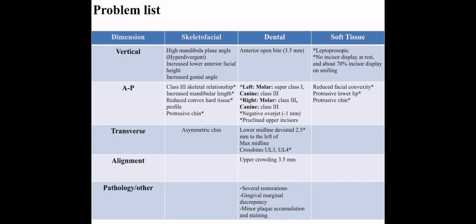Transverse dimension. Skeletal, he has asymmetric chin. Dental, he has a lower midline deviated 2.5 millimeters to the left of maxillary midline, and he has crossbite. And alignment dimension. Dental, he has upper crowding 3.5 millimeters. The other problems, he has severe restoration and gingival marginal discrepancy and minor plaque accumulation and staining.